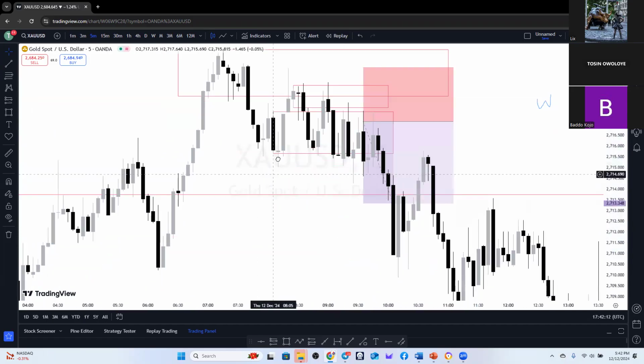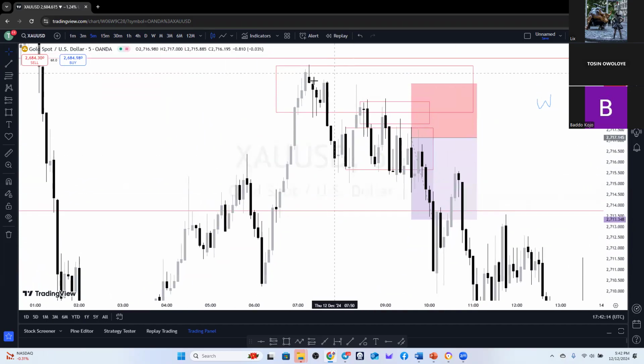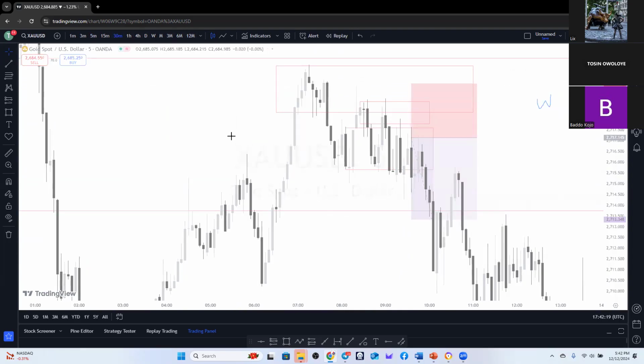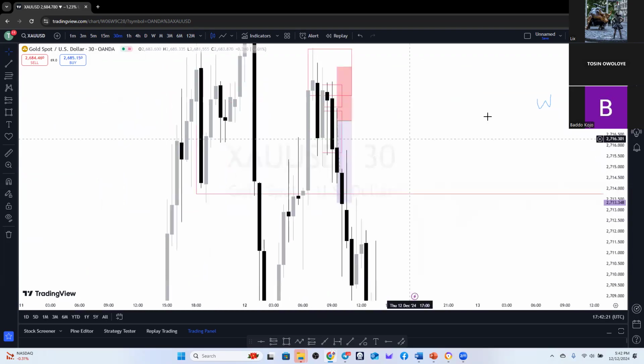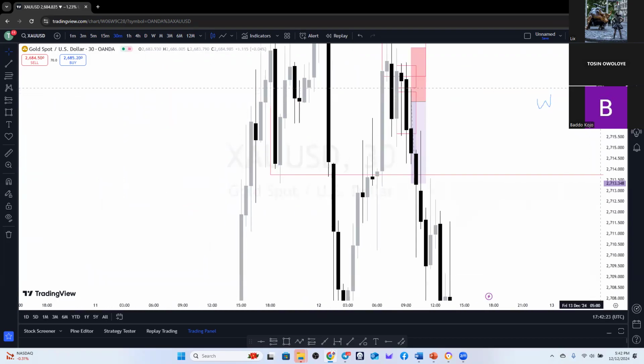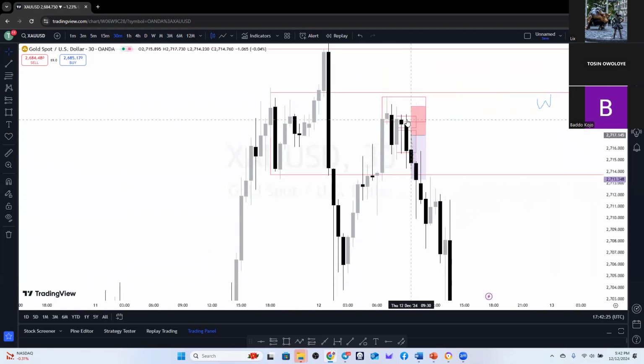Now, from which engulfing are you taking this trade? From 30 minutes. You remember this is a 30-minute engulfing, right? Where is the closest 30-minute engulfing? This is your 30-minute roadblock.